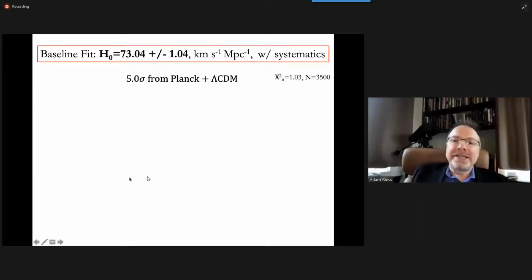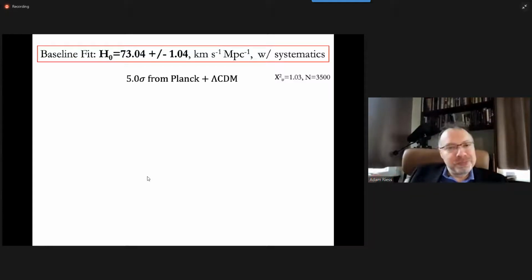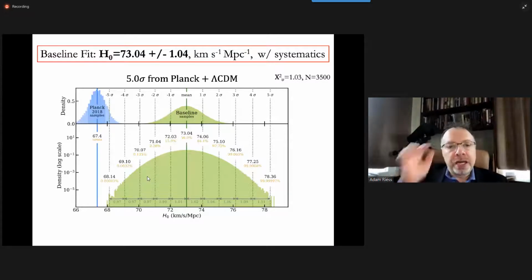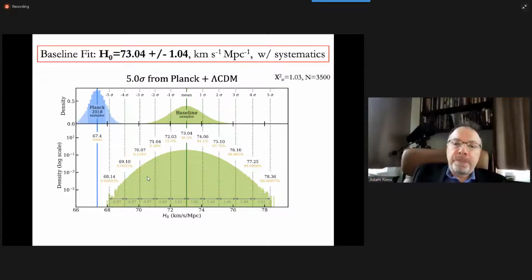Okay, so perhaps this is a number you were waiting for to see. So what we get from our baseline fit is 73.04 plus or minus 1.04, and that includes systematics. A shorthand summary of this might just be 73 plus or minus 1. And this is now 5 sigma from Planck plus lambda CDM, and it's a good fit to the data. Now, let me just show you samples from the posterior of our MC analysis compared to the Planck posteriors. And so here is the baseline fit compared to Planck. And here we take the log just so you can really zoom in and see the tails. So we've done at least 100 million samples so that we can get out to that 5 sigma tail.